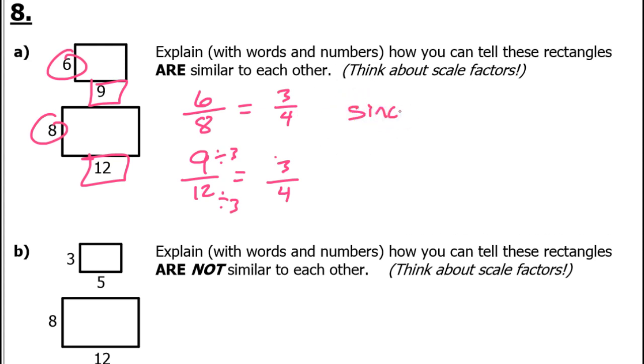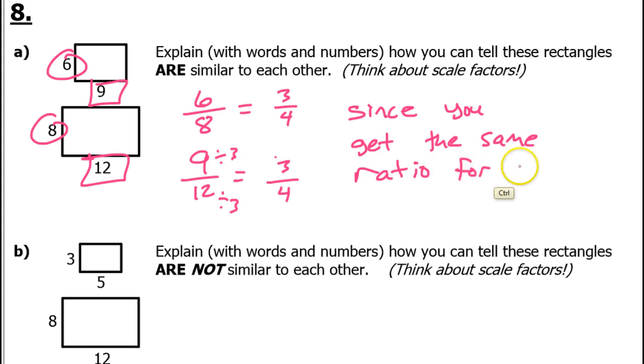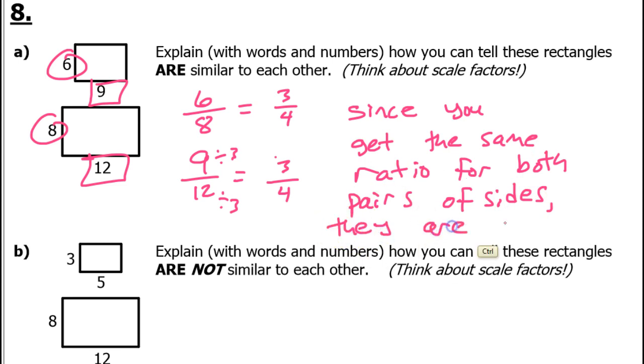So, since the sides are proportional, or since you get the same scale factor, or since you get the same ratio for both pairs of sides, they are similar. Okay, so that's how we could explain with words and numbers why these two rectangles are similar.